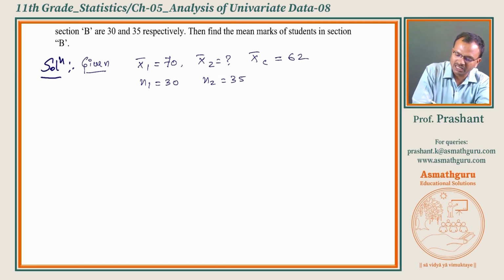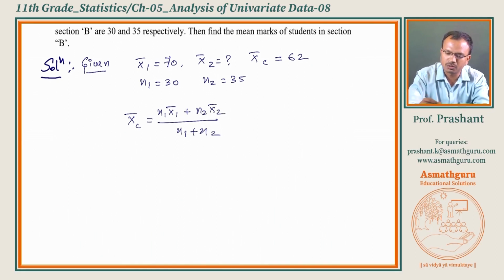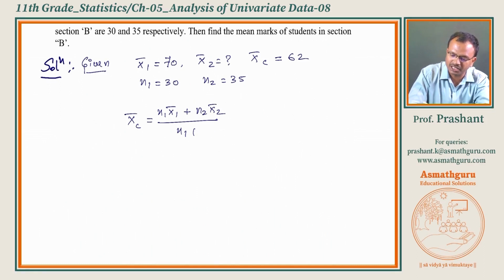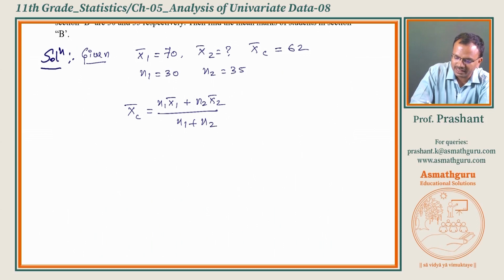The combined arithmetic mean formula is x bar c equal to n1 x bar 1 plus n2 x bar 2 divided by n1 plus n2. So this is the formula of combined arithmetic mean. Let us substitute the details given in the question. x bar c is given as 62, n1 is 30, and x bar 1 is given as 70.